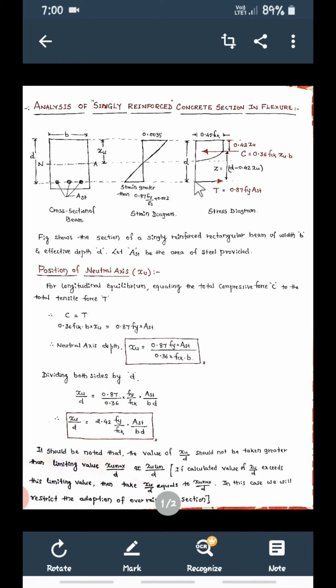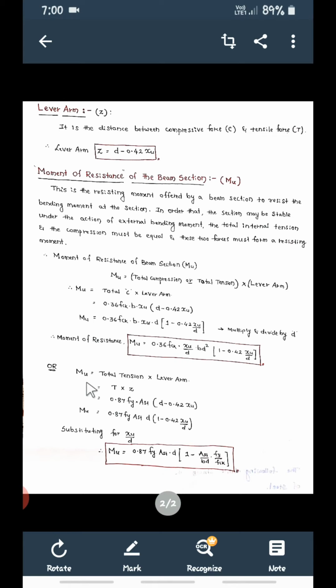Moment at this point is equal to C, this is the force, into the perpendicular distance between this C and this point, which is Z. So C into Z. Or if I take moment at this point, it is equal to T, the total tensile force, into the perpendicular distance, that is Z again. So there are two possibilities. You can calculate the moment of resistance of the beam as total C into lever arm, or total T into lever arm.